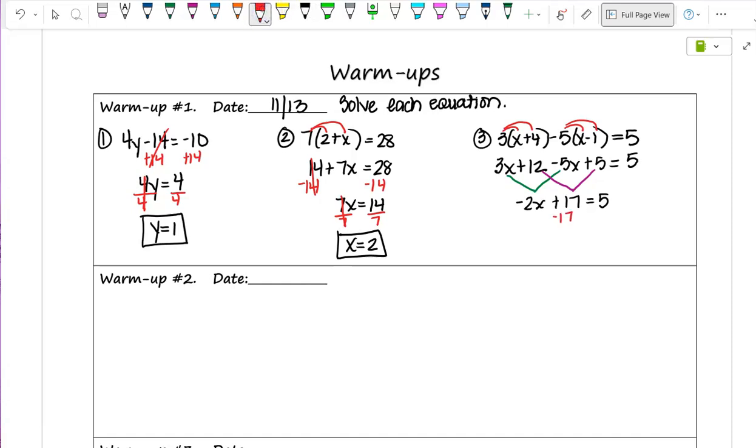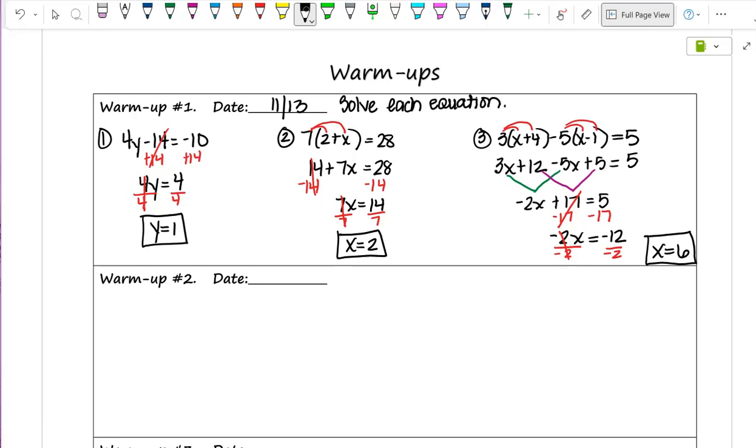Then we are subtracting 17 from both sides. So negative 2x equals negative 12. Divide both sides by negative 2. And we get x equals 6. But again, it's about knowing when we are combining like terms and when I have to do the opposite. I only do the opposite when I'm crossing over the equal sign.